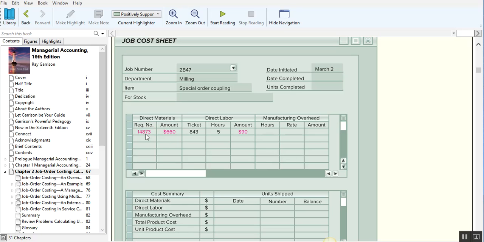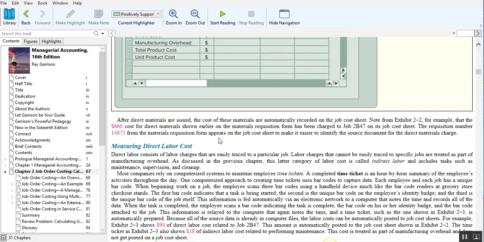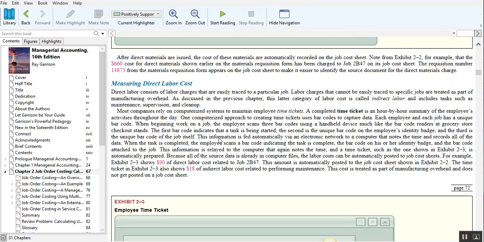You're going to identify the direct materials. You're going to put those in. You're going to have the direct labor. You're going to put that in. And by the way, the direct labor will come from, or usually does come from, some kind of time record that employees keep identifying which particular job they're working on, which will look like this.